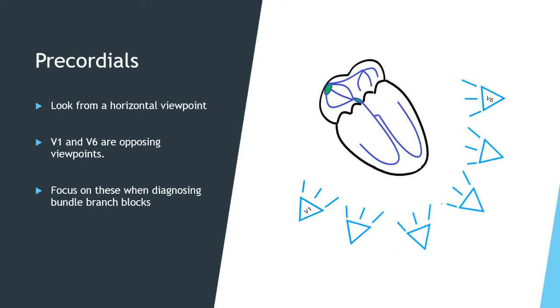And so what you can see through my terrible illustration here is that V1 and V6 are the ones you're going to focus on because they're almost complete reciprocals of each other. They look from opposing viewpoints at the same phenomenon, and they're going to show us what's happening in not only the cardiac septum, but throughout both ventricles.